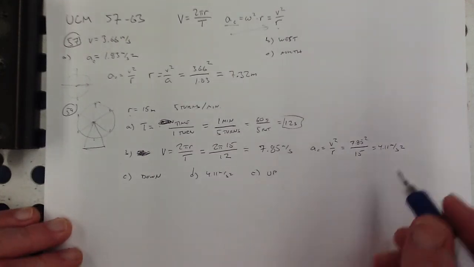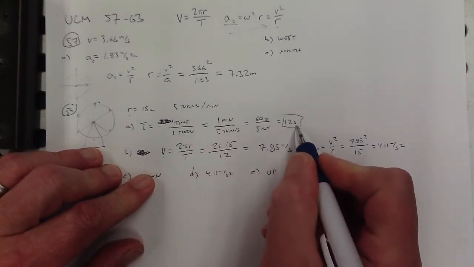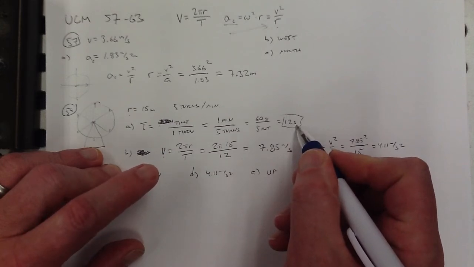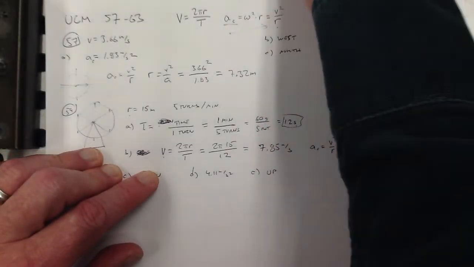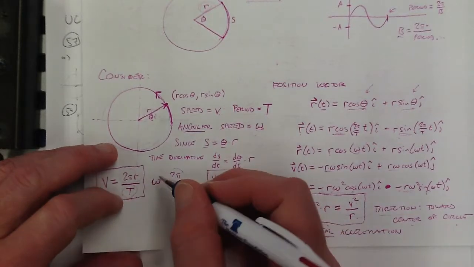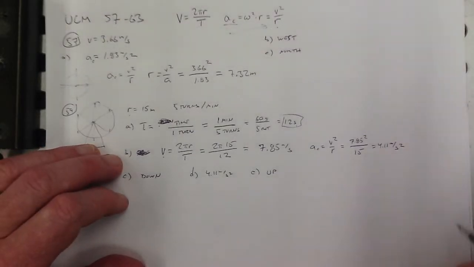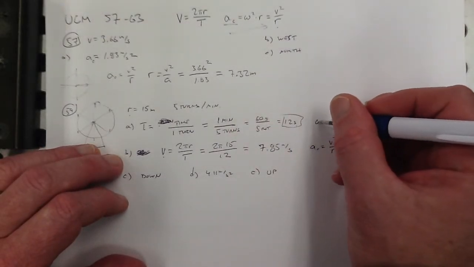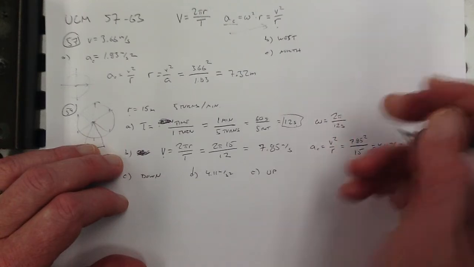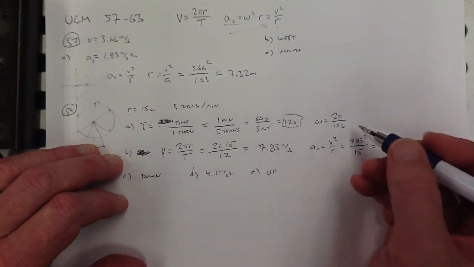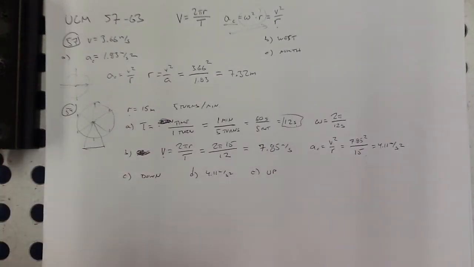So there you go. What I was going to say back here is, instead of finding the v, I could have used this and found the omega. Because if you look back at your notes, I don't put a box around this, but there it is. Omega is 2 pi over the period. So I could have done here, omega is equal to 2 pi over 12 seconds, and then I could have used that to find the centripetal acceleration. It gets you the same answer.